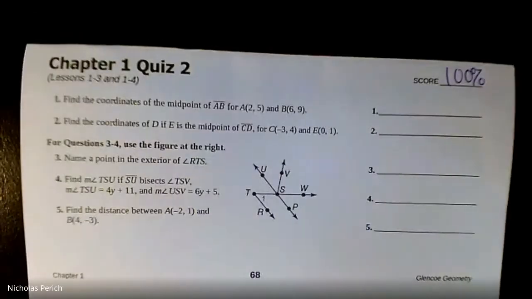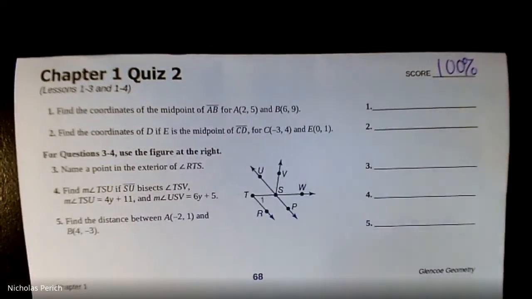I'm going to keep that 100%. Oh, wait a minute. Did I put the score in the wrong spot? I did. Oh, well, I'm sure I'll get all these right too. And if I don't, then I quit. What did I do with my scrap paper? There it is.